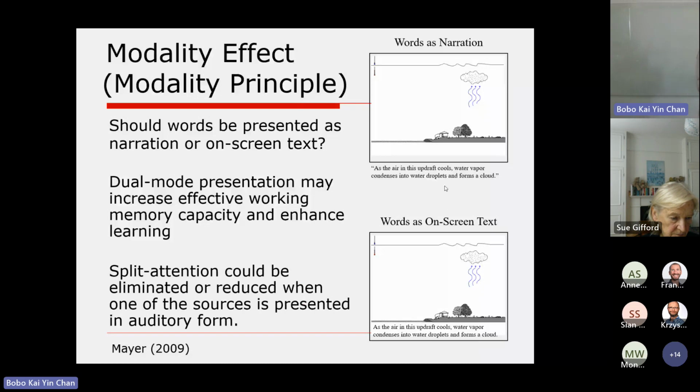Also, it would reduce split attention, because in this case, in the bottom, you see the text separated from the picture in a way. It could cause some split attention kind of situation. If it's presented in auditory form, there's no split attention. You're listening to the explanations and you see the picture. No real visual split attention here.